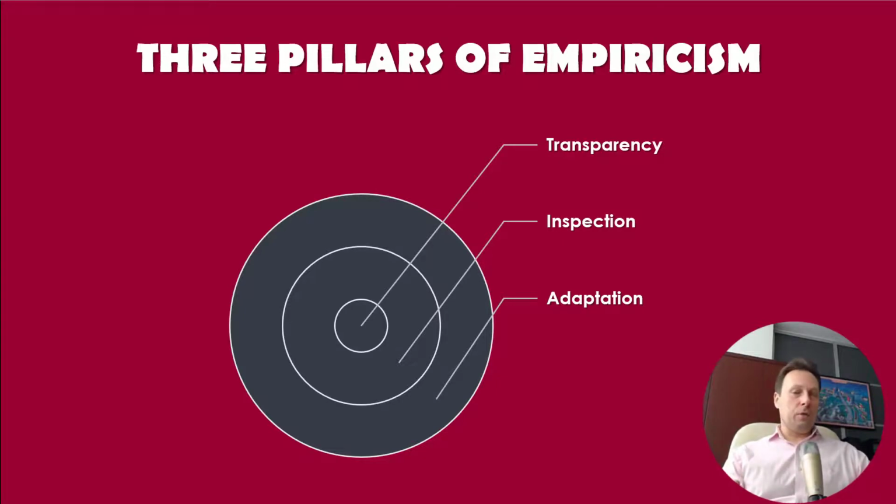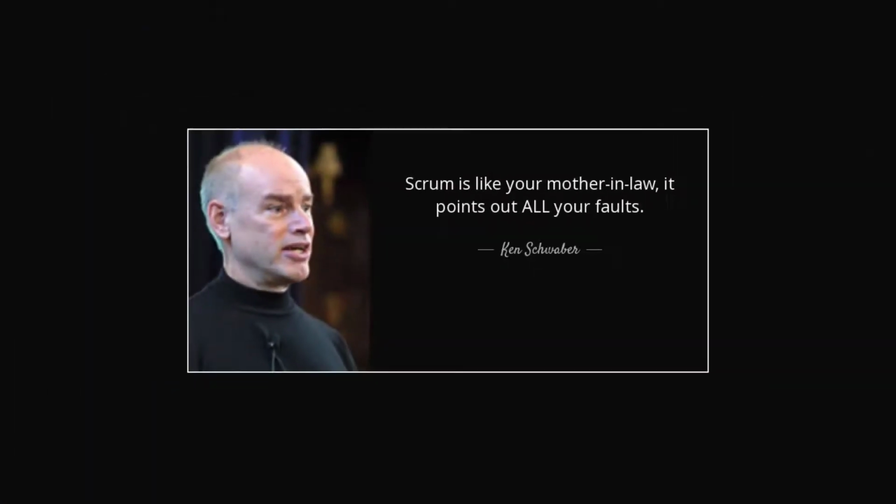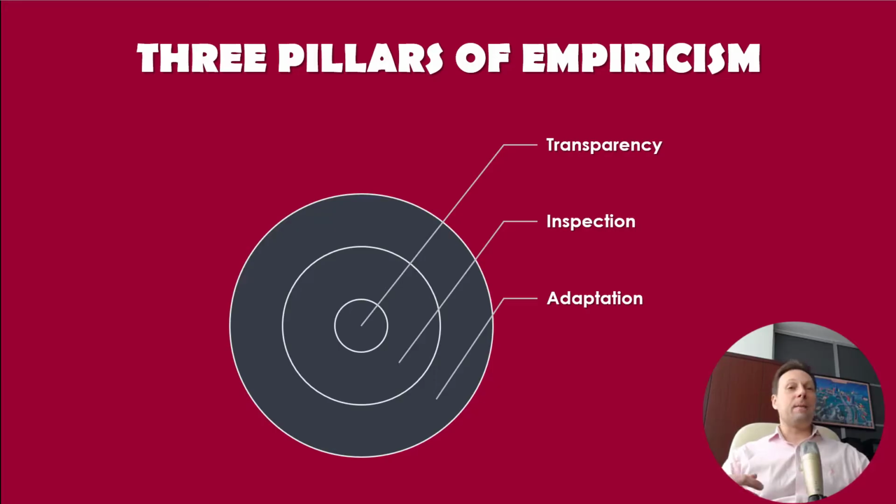Now let's take a look at inspection. Scrum encourages frequent inspection of work products and progress to detect undesirable deviation from expectations. I like Ken Schwaber's quote, "Scrum is like your mother-in-law. It points out all your faults." And it's so true. Developers are sometimes hesitant to adopt Scrum because it points out everything they are not doing right. And these inspections should happen frequently, but not so frequent that they get in the way of the development tasks.